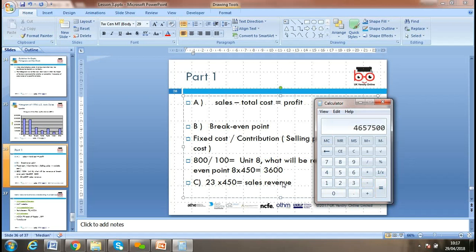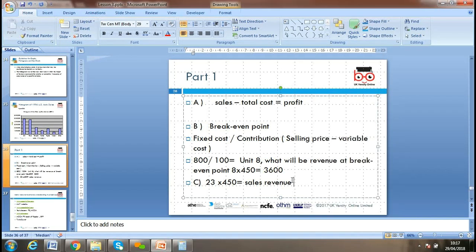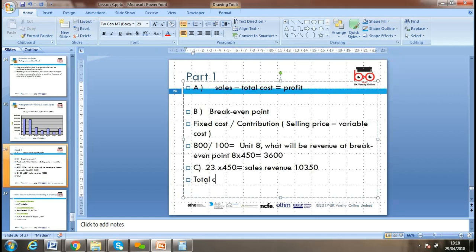So is it right? 23 times 450. So 10,350 is the sales revenue. We can calculate total cost. Total cost equal to 23 times 350.